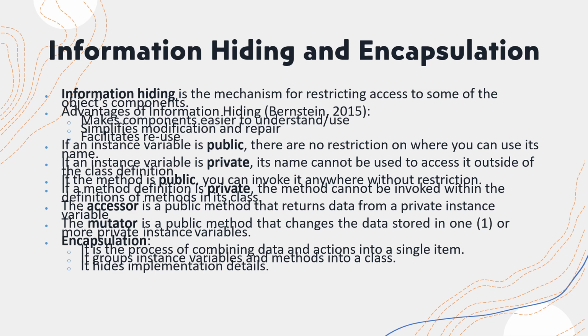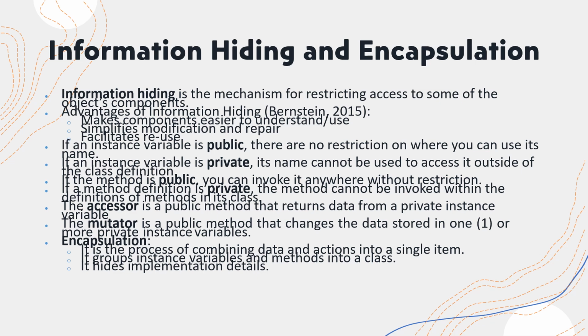If an instance variable is public, there are no restrictions on where you can use its name. If an instance variable is private, its name cannot be used to access it outside of the class definition. If a method is public, you can invoke it anywhere without restriction. If a method definition is private, the method cannot be invoked outside the class definition.